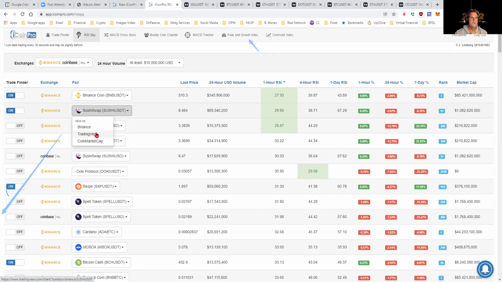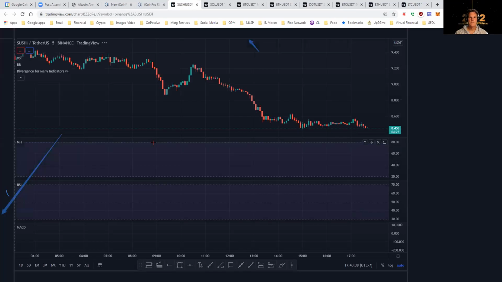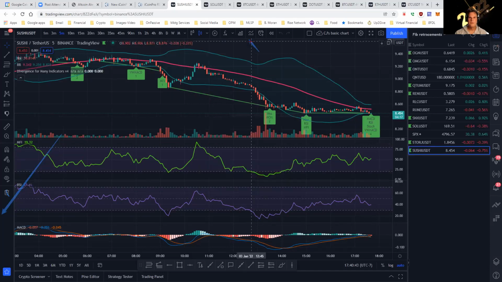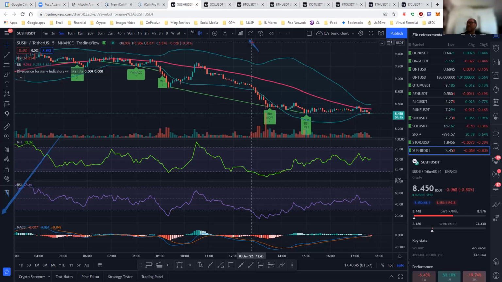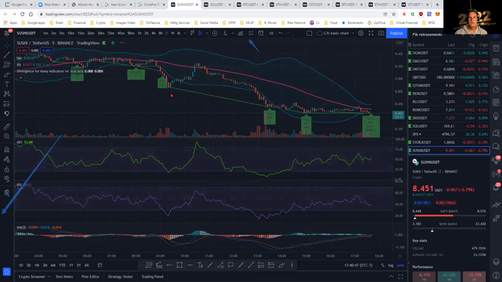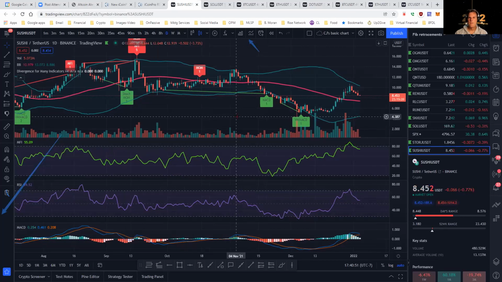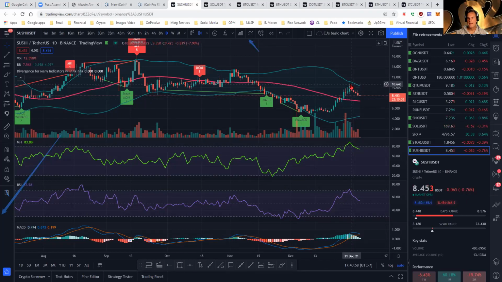All right, so Sushi, and we're gonna click on this down menu, and it'll give me a chart. All right, day chart on Sushi. We're going to try to find a long on this. It had a big drop here, pretty good recovery. Yeah, it got back up to 1050.